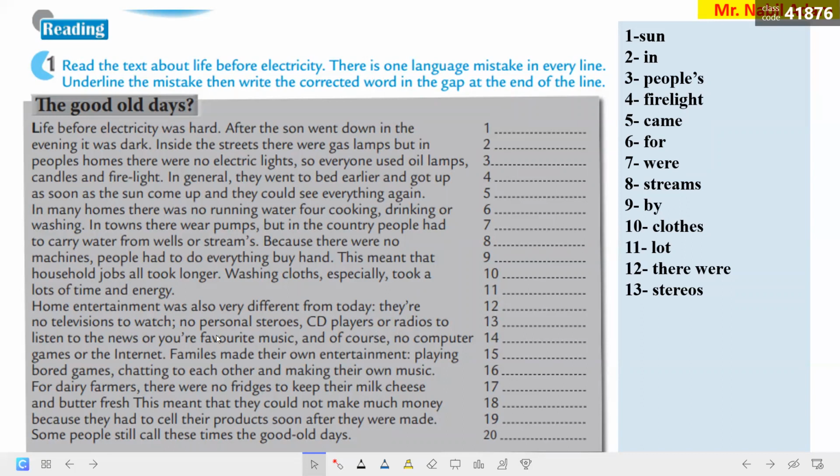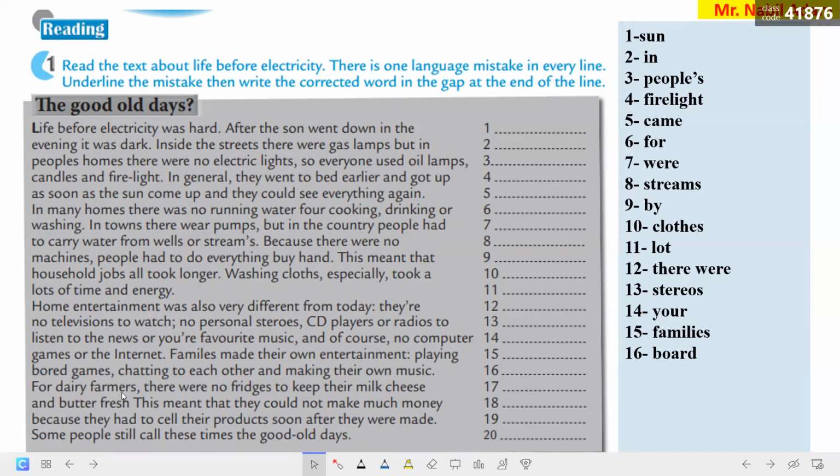CD players or radios to listen to the news or your favorite music, and of course no computer games or the internet. Families made their own entertainment. Families, how do I write families? There is a missing I here. FAMILIES. Made your own entertainment, playing board games. How do I write board games? Board games, BOARD, chatting to each other and making their own music.